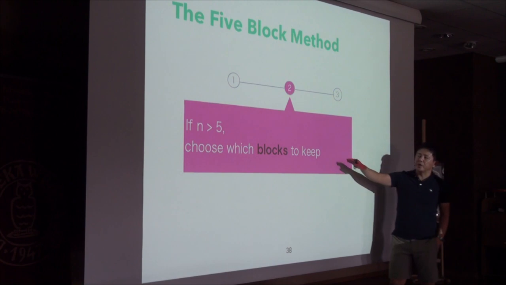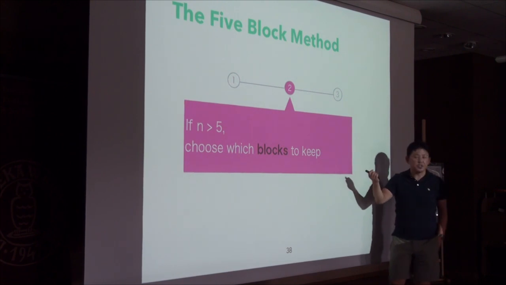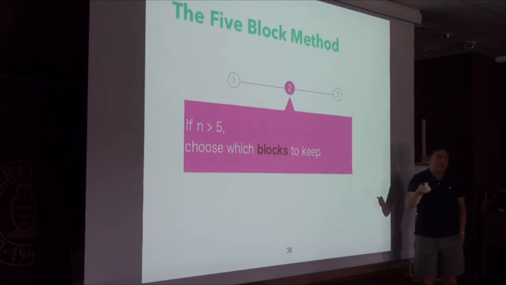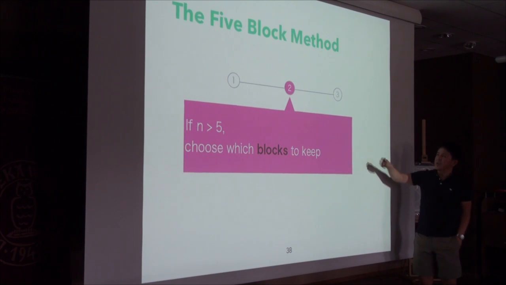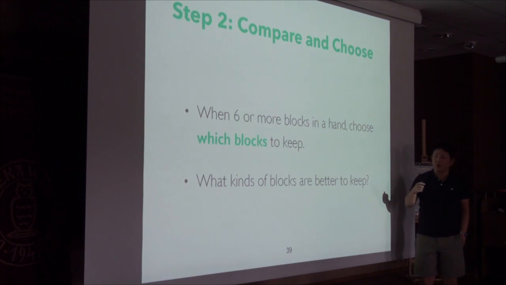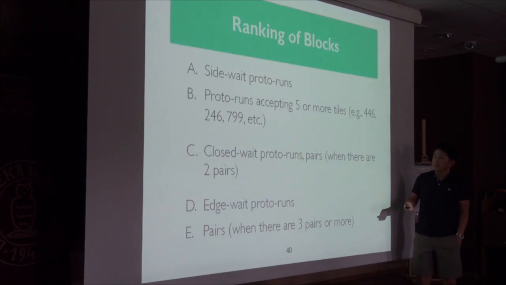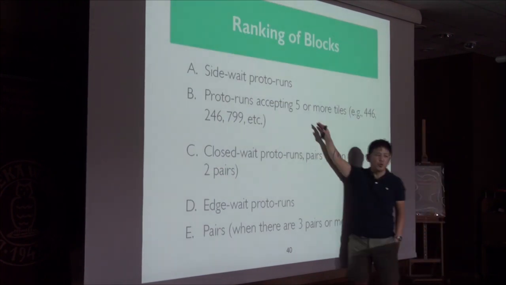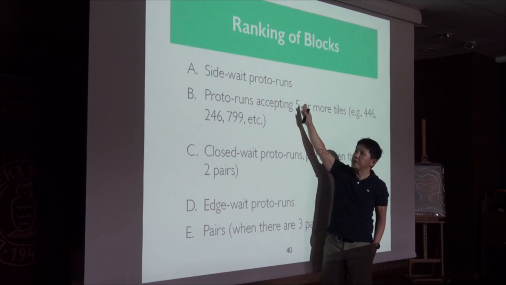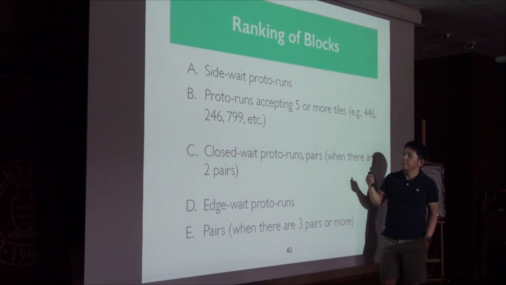Now we're going to talk about the case where n is greater than 5, right? So the number of blocks is greater than 5. Then our choice is which blocks to keep, right? So this is relatively easy because often we can easily identify which blocks are less useful than others. So what kind of blocks are better to keep? The most useful block to keep is side wait protrans for obvious reasons. We have more winning tiles.